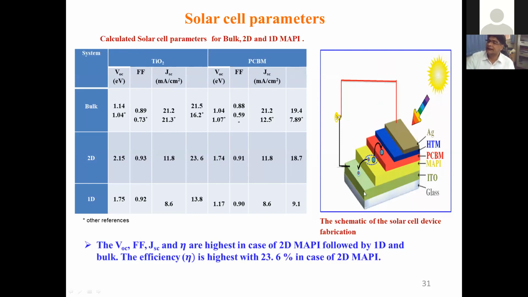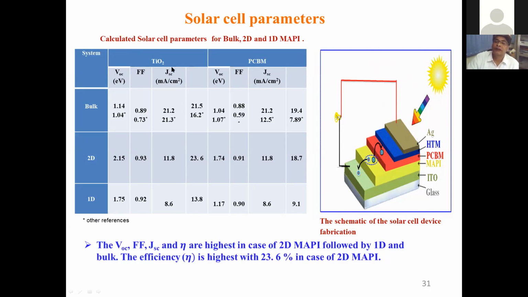So this is the schematic of solar cell device fabrication. You can see glass, ITO, then it is MAPI, PCBM, HTM. So these basically are changed. Sometimes you take two materials, PCBM and then TiO2. So we have shown with both, right? And then on the top you have the silver, and then basically the sun, right?